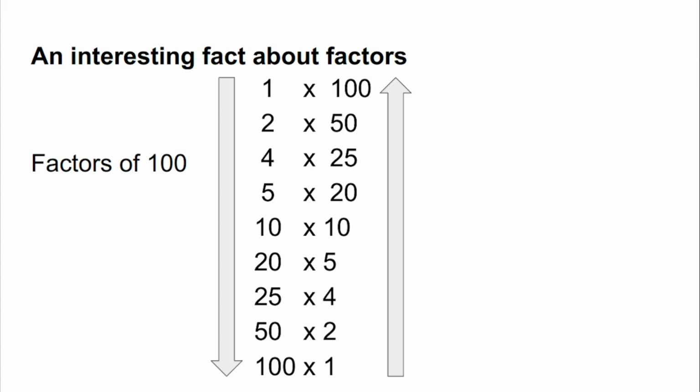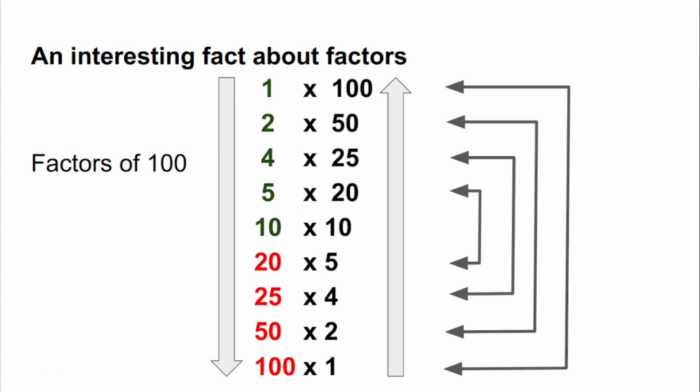You will also notice from the diagram that the first factors in the first column are increasing and the factors in the second column are decreasing as we move from top to bottom. Notice 1, 2, 3, 4, 5 is increasing over here and 100, 50, 25, 20, 10, etc. is decreasing. Now notice that the top half is essentially the same as the bottom half. 1 multiplied by 100 is same as 100 multiplied by 1. Similarly, 2 into 50 is same as 50 into 2.